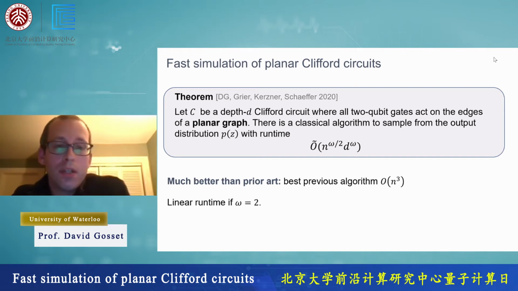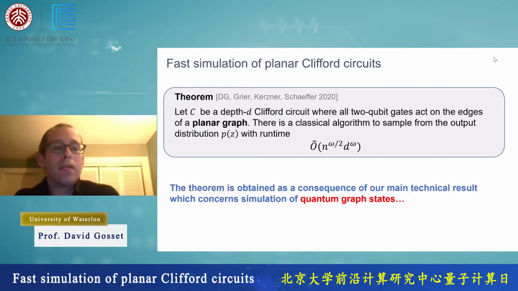Another point to note is that this exponent omega, we don't know what its value is. We know that it's greater than or equal to 2 and less than or equal to roughly 2.37, but it's possible that it is equal to 2. If that turns out to be the case, then this would be a linear algorithm, which would match the runtime of, for example, the quantum algorithm for the 2D hidden linear function problem.